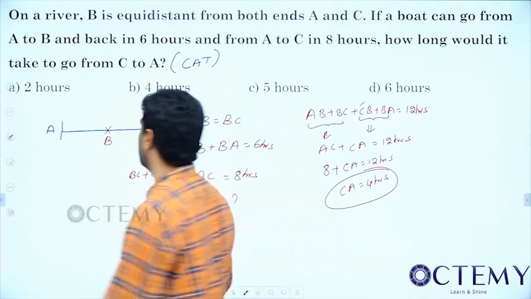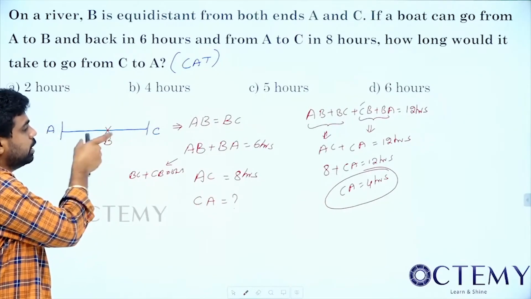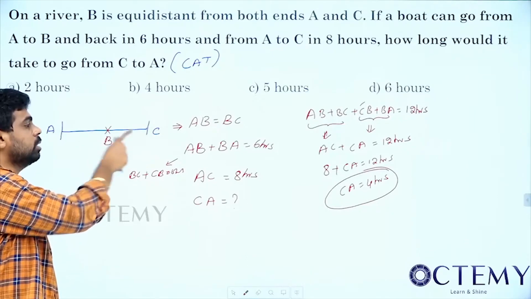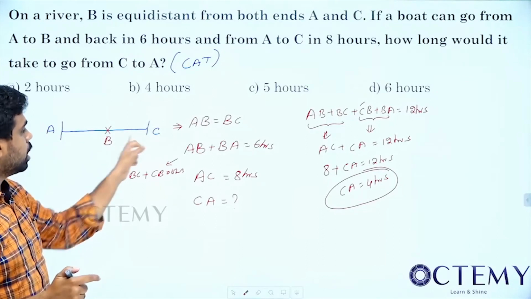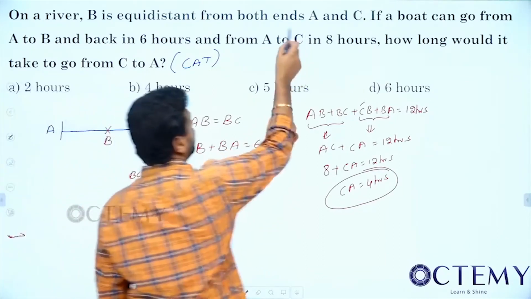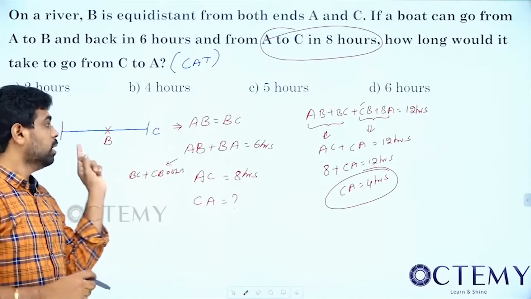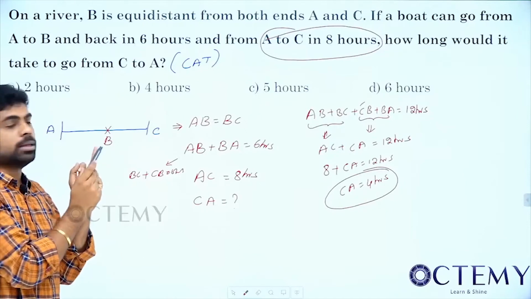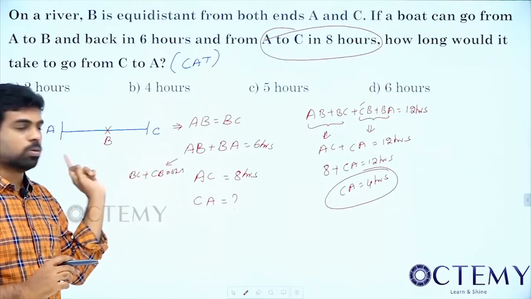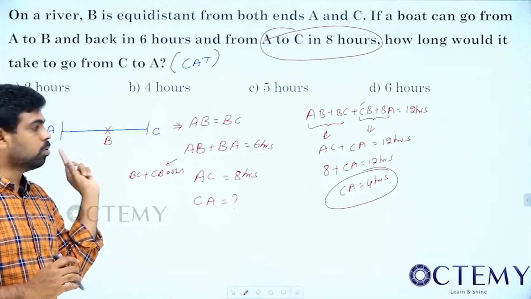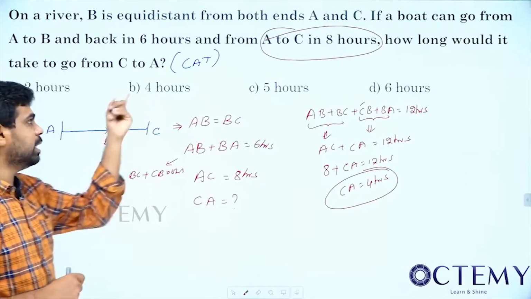Or else you can solve it directly. For half of the distance it is taking 6 hours, so for the full distance it will take 12 hours. So to go the full distance and come back it is 12 hours. He gave that to go alone it is 8 hours. When to go alone it is 8 hours and to go and come back it is 12 hours, so to come back it should take how many hours? 4 hours. That's it.